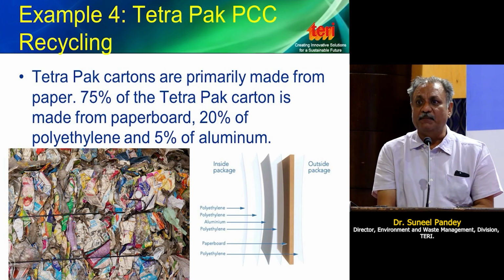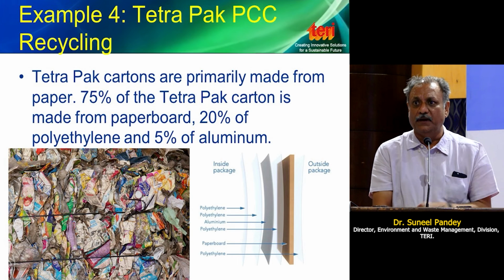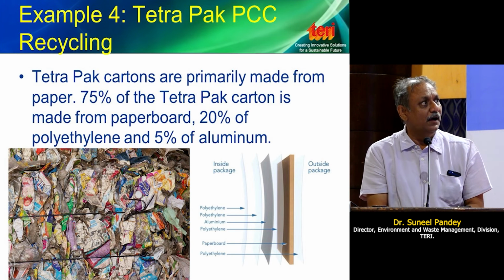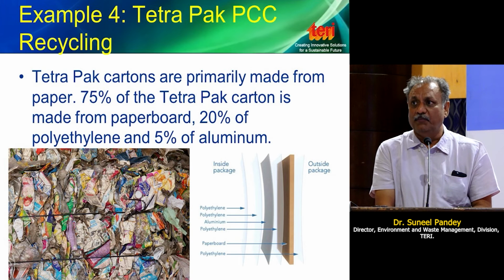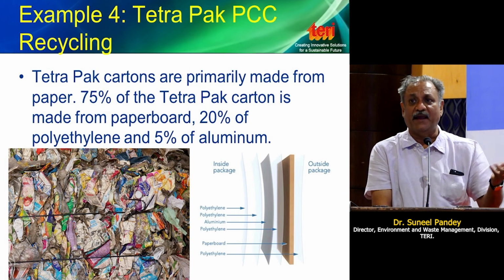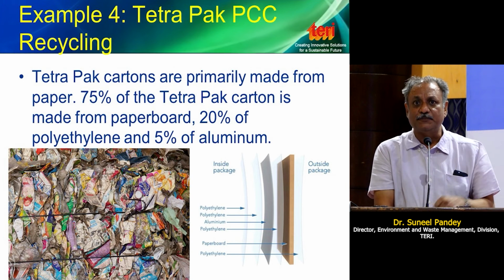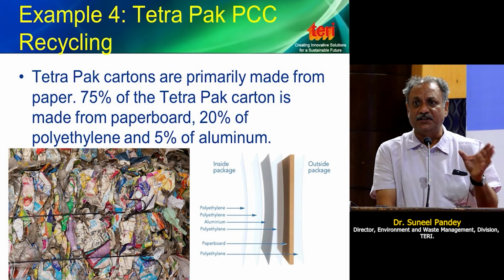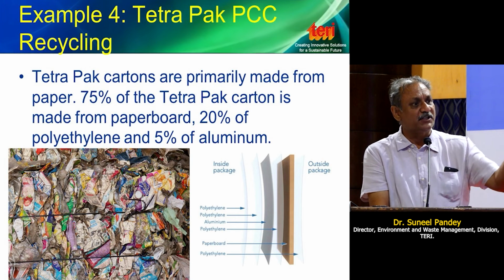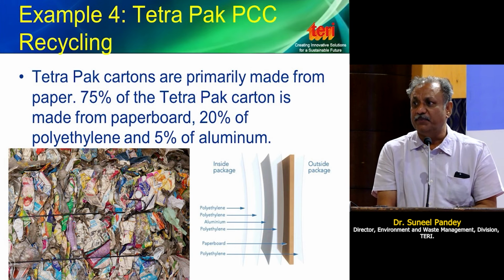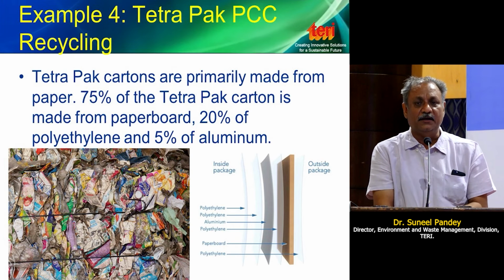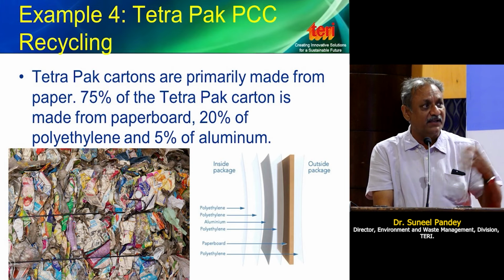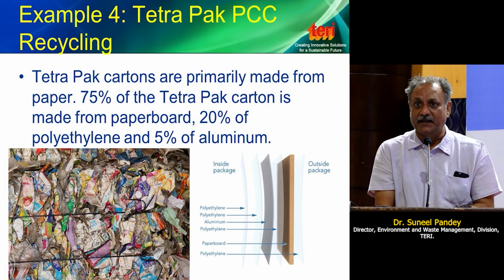Another waste which is problematic, and I'm sure the city also is using some of this as beverage containers, is Tetra Pak. Now, why is Tetra Pak problematic? Though for packing, it is a very safe, very hygienic material, because of its constituents, around 70% paper and the rest polythene and a thin layer of aluminum, it makes recycling problematic.